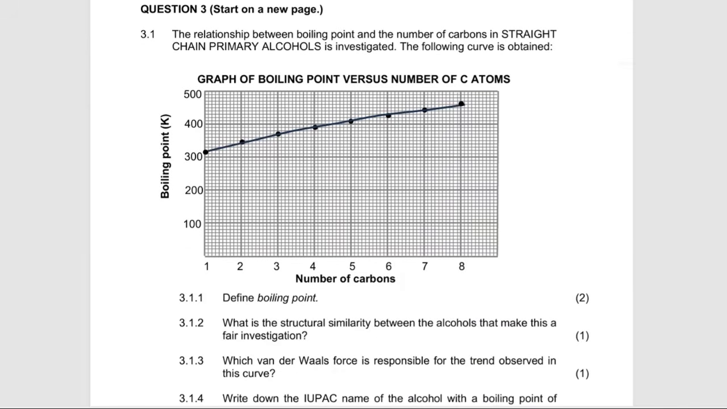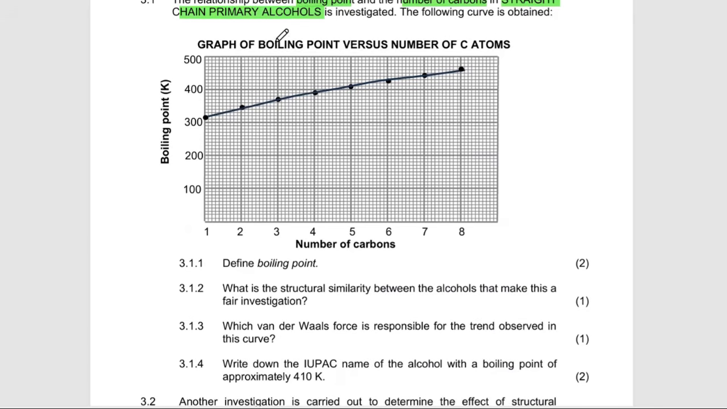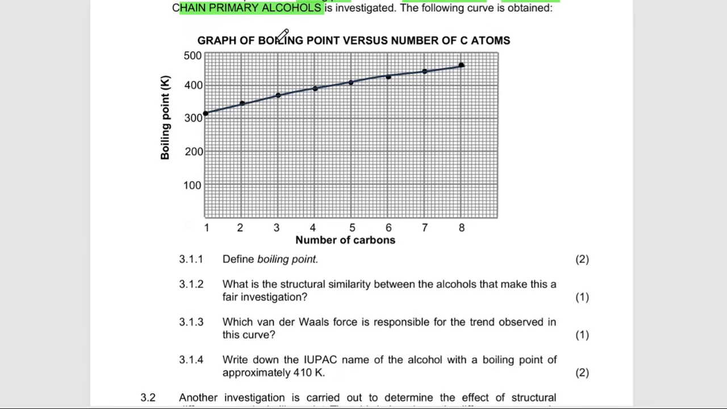So 3.1 says here, what is the relationship between boiling points? So we're looking at boiling points and the number of carbons, right? All of them are straight chain primary alcohols being investigated. The following curve is obtained, and they are saying we are supposed to draw the graph of the boiling point versus the number of carbon atoms.